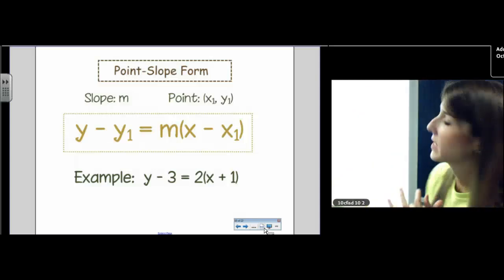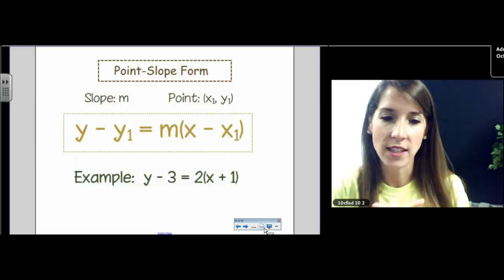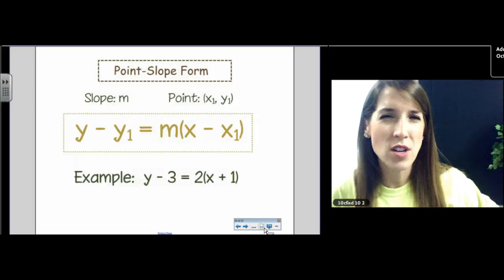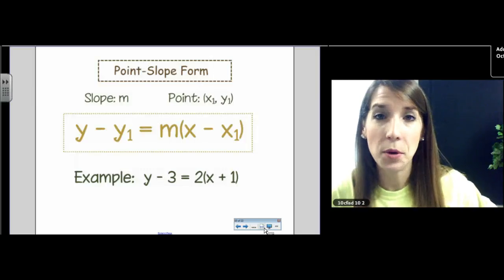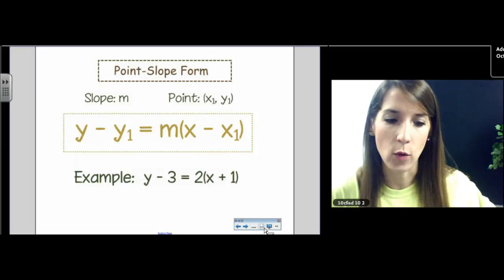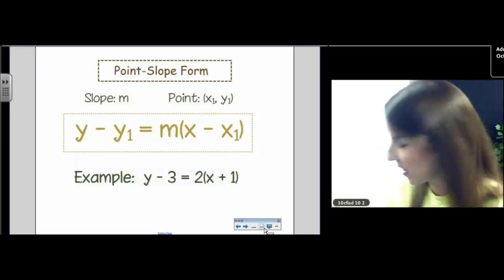Sorry. Point-slope form is never our final destination. It's always like a stop on our way to our final destination. I don't think I ever ask you to put an answer in point-slope form. But we do use it to get to other forms. It's like a vessel.